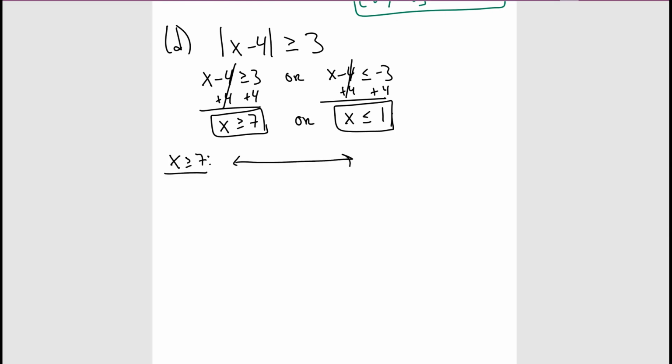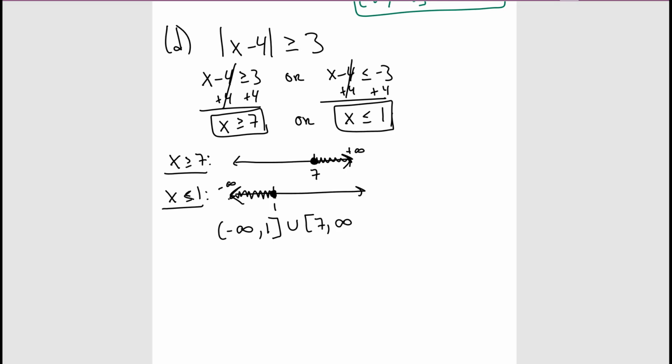Okay, so 7's around here. 7 is included, and we want everything that's greater than that. So everything greater is over here. X is less than or equal to 1. Well, 1 is a little bit less than 7. 1 is included, and everything that's less than, which is going to be all of this. So when you look at this, you're going to see that it starts at negative infinity to 1, then from 7 to positive infinity. It's going to be negative infinity to 1 included, union 7 all the way to infinity.